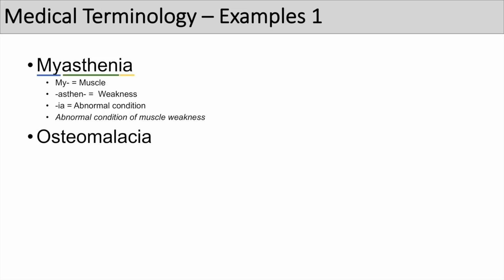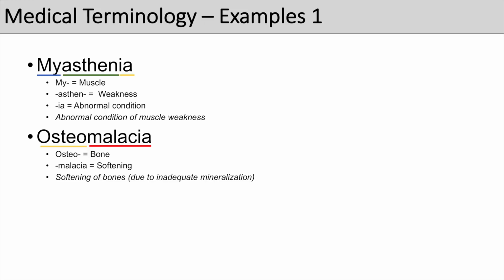The next practice problem is osteomalacia. So again, we just break it down. So looking at the first portion of the word, osteo. Osteo means bone. And the second portion of the word, malacia means softening. We just learned this. So when we put it all together, osteomalacia literally means softening of the bones, and it's a softening of the bones due to inadequate mineralization.